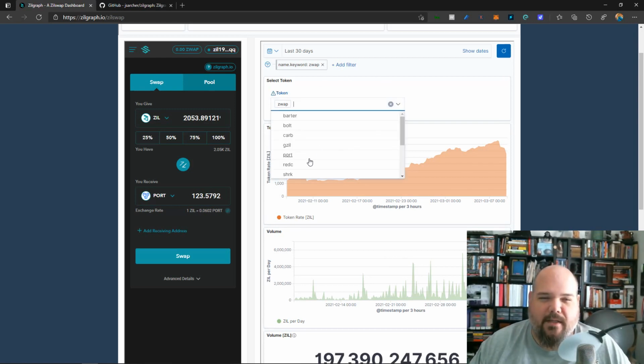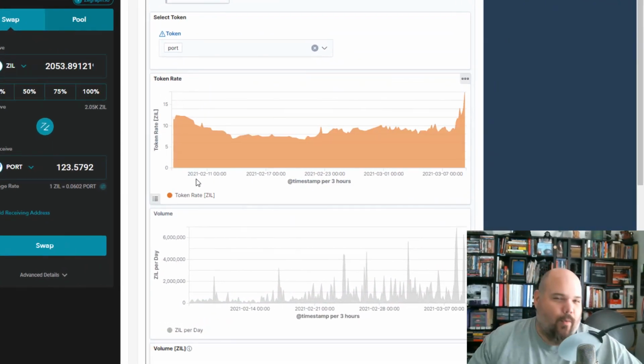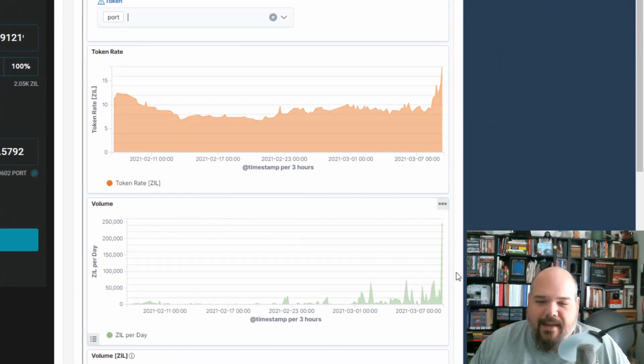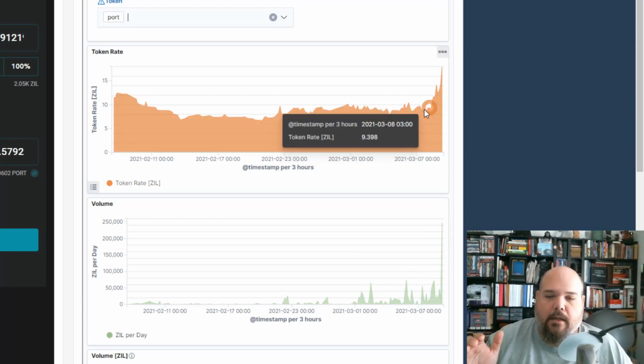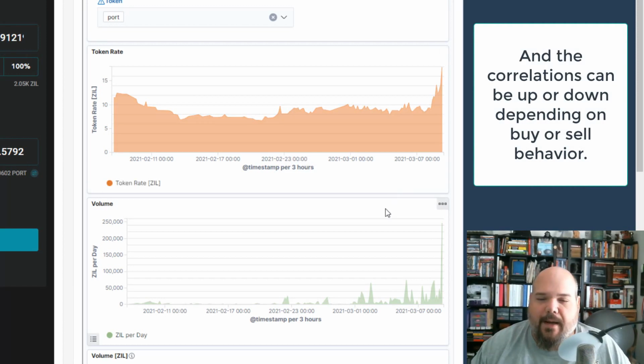This is what I mean. Here's the visual. I'm going to switch over to one of my favorites, the port. Look at that transaction spike here at the end. That gives us context to why the price is going up. There are times we can correlate transaction volume. Sometimes we can't. But mostly we have some correlations and spikes in behavior of what's happening.